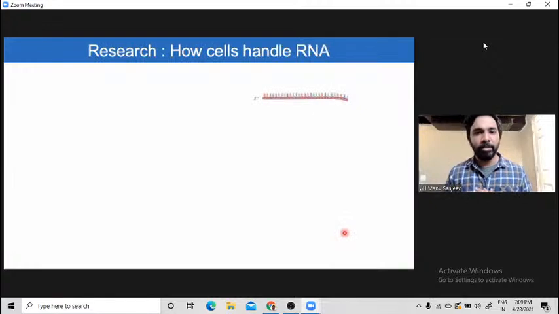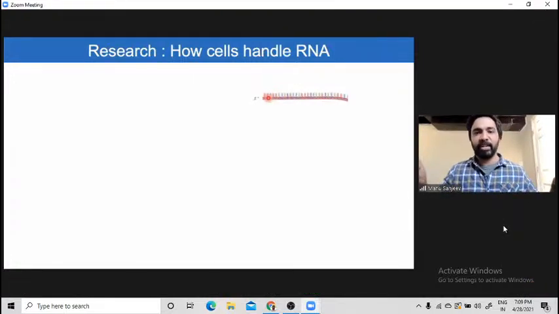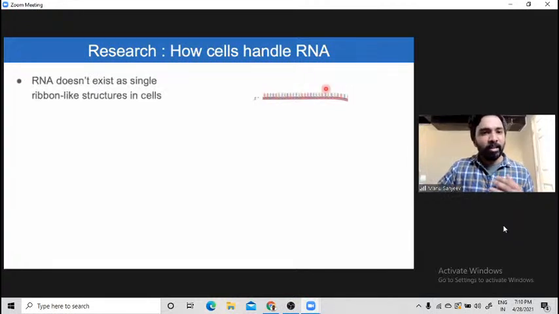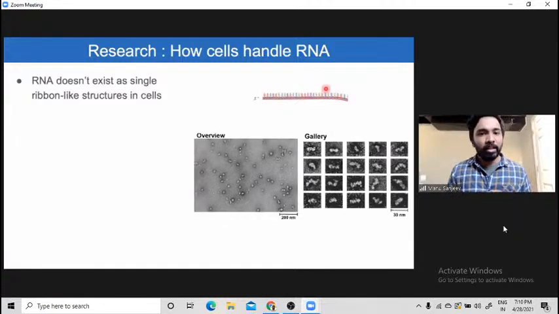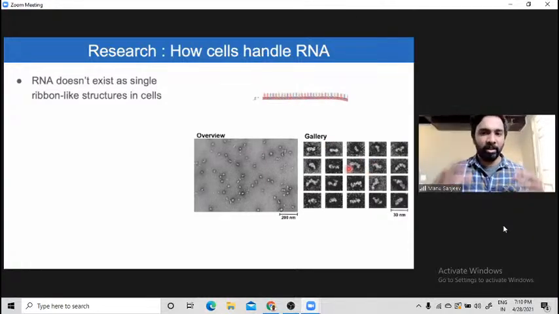Another thing that I'm doing in the lab is studying how cells handle the RNA. RNA, as I showed before, is usually shown in high school textbooks or undergrad textbooks as a ribbon-like structure that is always straight or wiggly. But there are thousands of genes in our cells. There are thousands of RNAs that are made in our cells, and if they are all straight like that, they can all intertangle with each other and create a problem for the cell. Because of this problem, RNA doesn't exist in cells as single ribbon-like structures. If you look at electron microscope images of RNA, they are never ribbon-like structures as shown here. They are actually globular and kind of rod-like structures inside the cell.